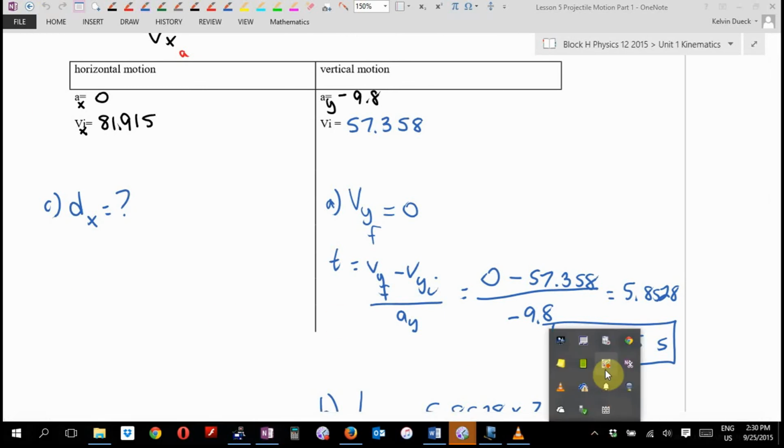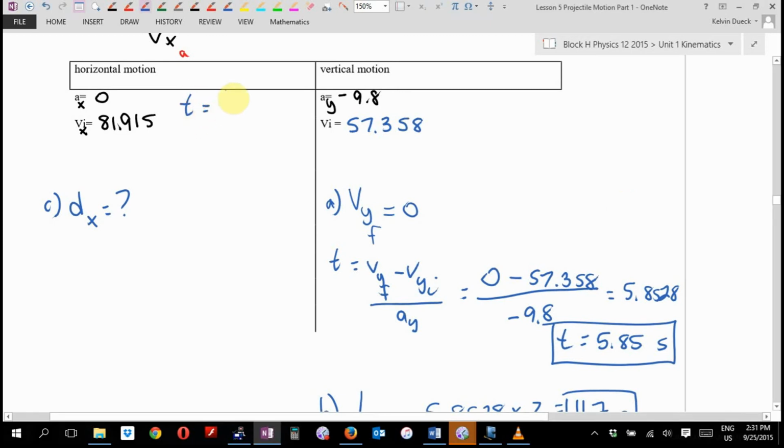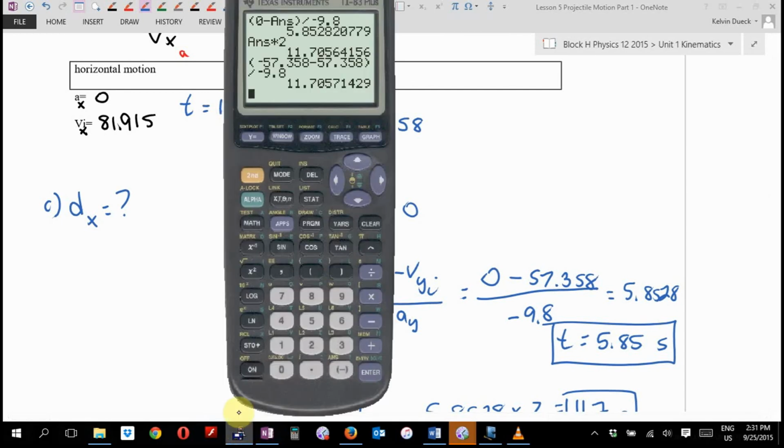Pause for a second. What else do I know? What else do I know? Which time am I going to use? The 5.85 to the top or the 11 point for the whole flight? So you're saying that I think I want the whole, because I want the whole shebang, the whole distance. So I'm going to write over here t equals 11 point, what was it? 706.